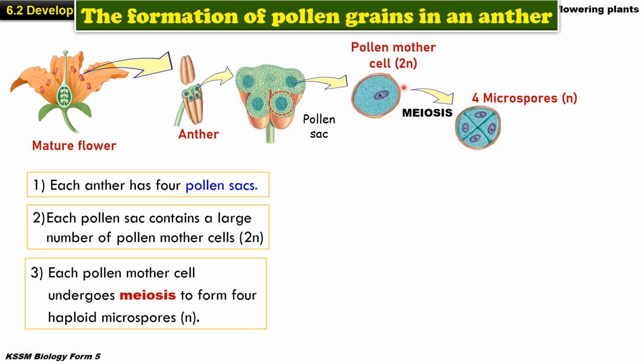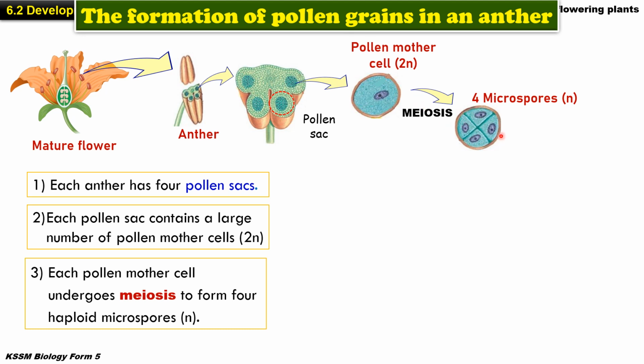Each of the pollen mother cell will undergo meiosis. So, meiosis, it will become how many cells? 4. Okay? 4 daughter cells. And each of the daughter cells will be haploid. That's why it's 2N here, and then you write down here N. Okay? So, this is meiosis.